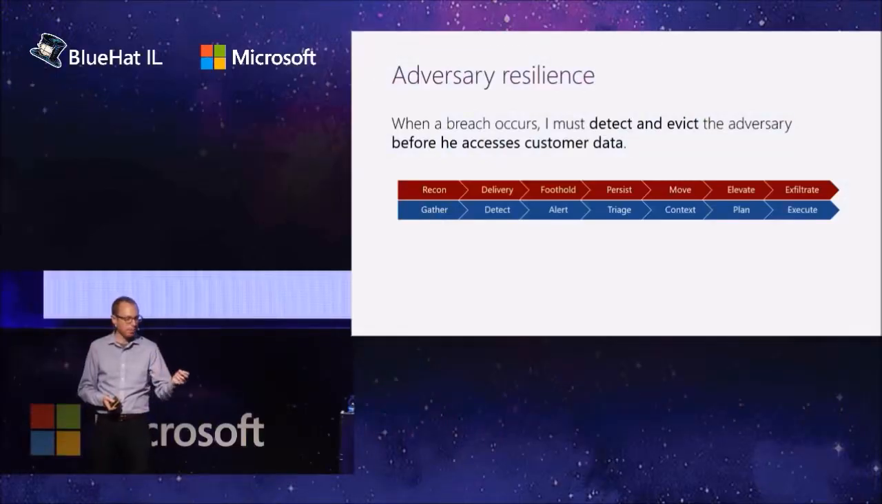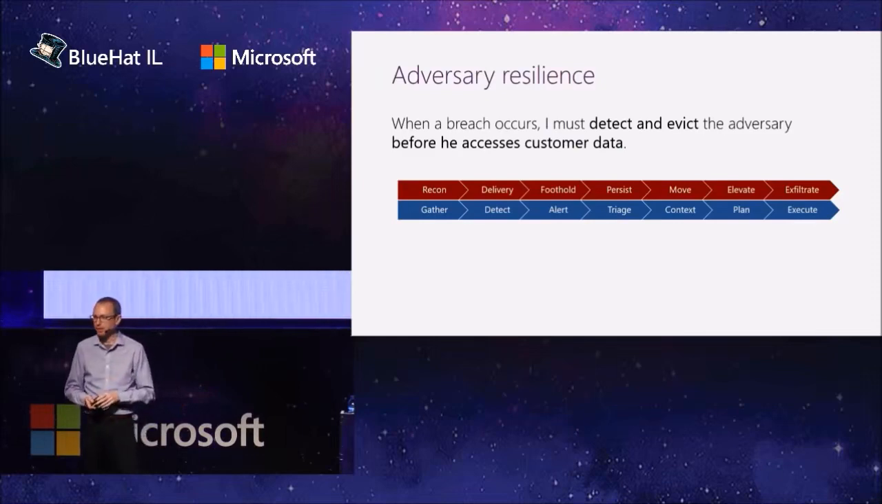And so that leads me to a conflict between my business goals of having the safest infrastructure in the world and my reality, which is that I am going to experience a breach. It's a matter of when, not if. So my value to my organization is in building a capability that we call adversary resilience. Right? And this is the notion that when a breach occurs, I can detect and evict that adversary before he has had the opportunity to access customer data. If I can deliver on that promise, then I can experience an intrusion without it turning into a breach, without impacting my customers.